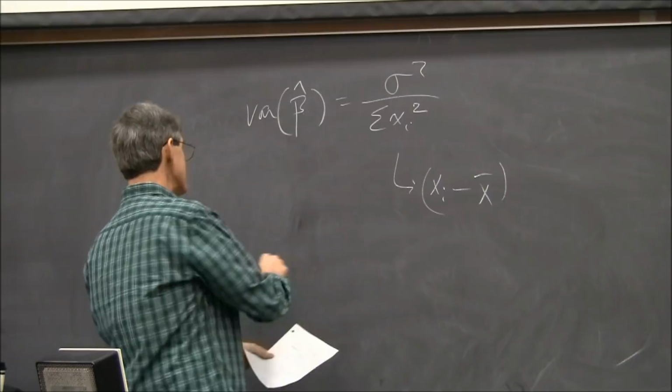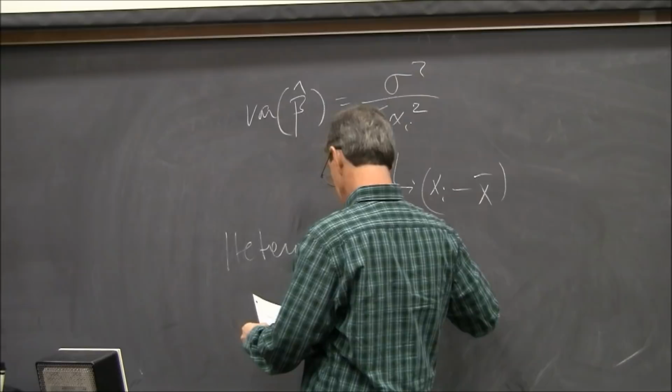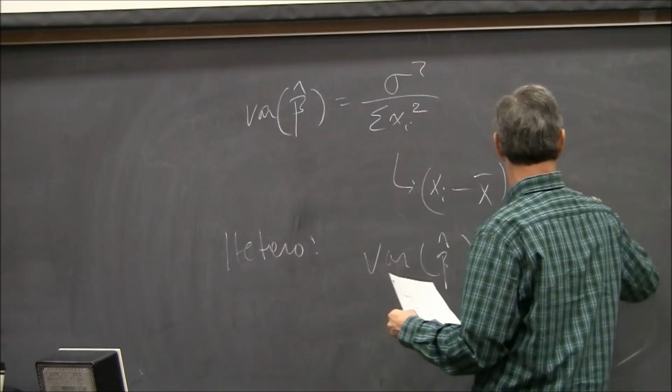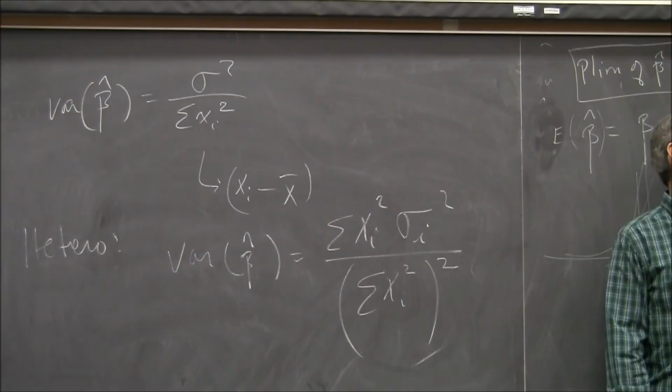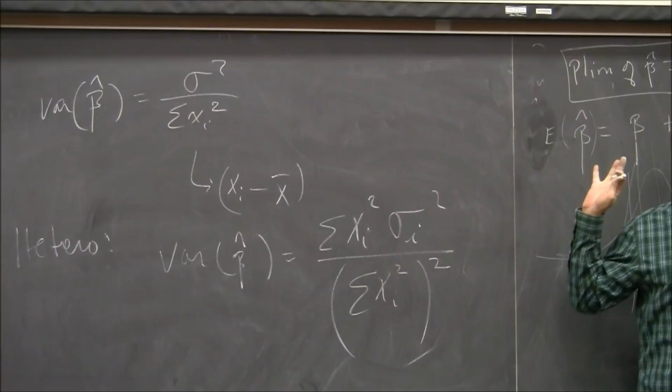But when there's heteroscedasticity, the true variance of beta hat turns out to be the sum of the xi squared sigma i squared over the sum of the xi squared quantity squared. So when you apply the standard OLS estimator, you get the wrong variance. That means it's not efficient.